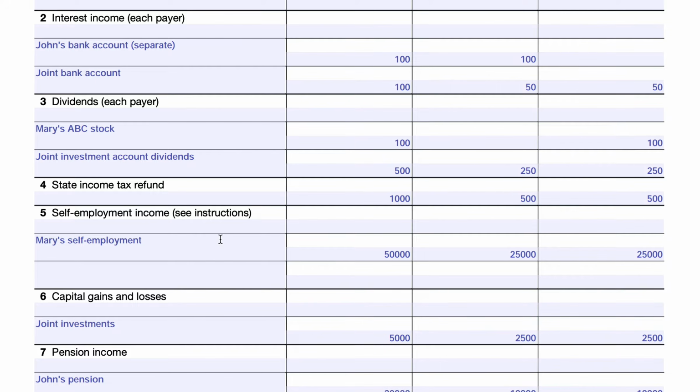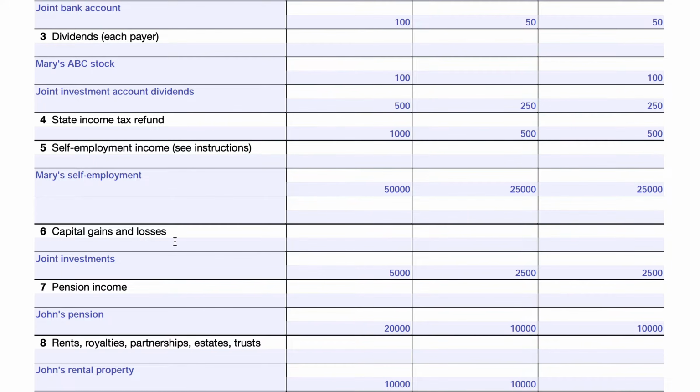So in line 5, we start discussing self-employment income. Turns out that Mary's self-employment income from her side job is $50,000. According to the community property rules, that is community property for federal income tax purposes. However, there's a different treatment for self-employment tax purposes that we'll get to shortly. Capital gains and losses. Let's just say that they had a joint investment account, $5,000 worth of gains. That would be split down the middle.